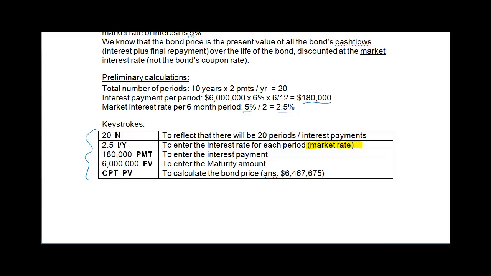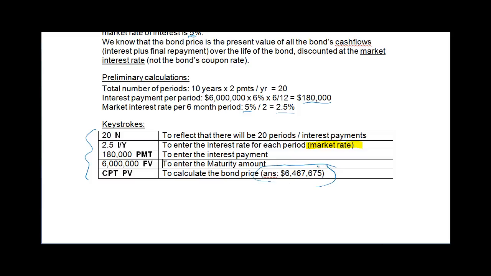The interest payment is this 180 that we've calculated, and so we've used the stated or the coupon rate to calculate this payment. So we type 180,000, hit the payment button, PMT, and then the maturity amount, $6 million, and then FV for future value. Okay, so that's what it's going to be in the future. That's its maturity value. And then we say compute the present value.